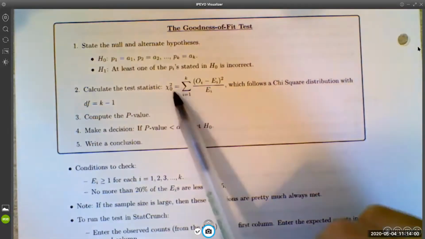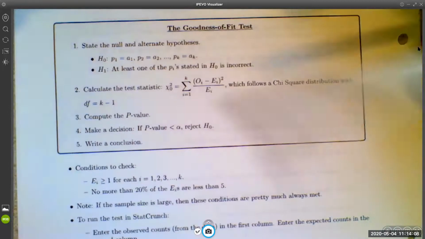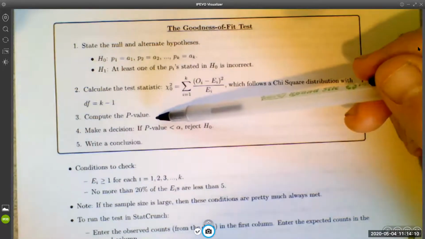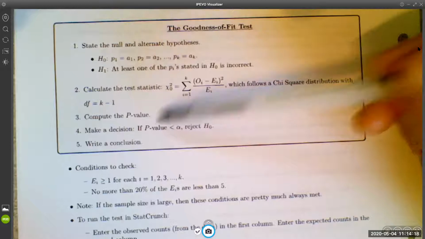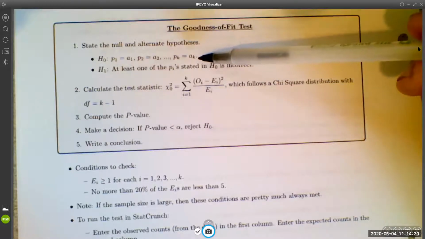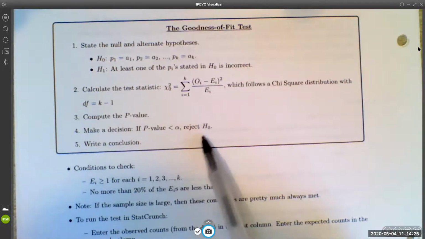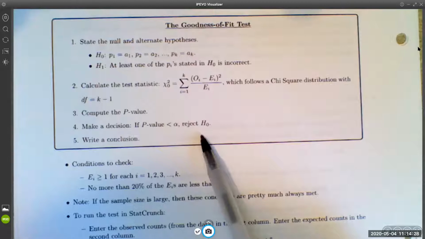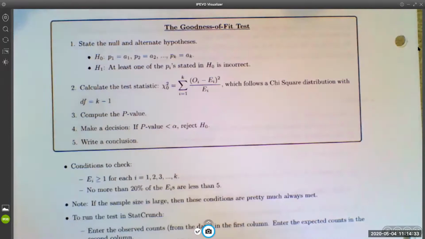Once we get that test statistic, we can use it to compute the p-value. I didn't even write down how to compute the p-values, but the interpretation of the p-value is the same here as it always is. The p-value is the probability of obtaining the results that we obtained in our sample if the null hypothesis is true. So if the p-value is small, then it casts doubt on the null hypothesis, so we reject it. How small does it have to be? It has to be less than alpha. So that's the idea there.